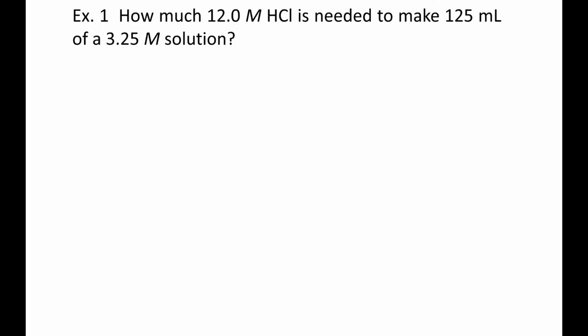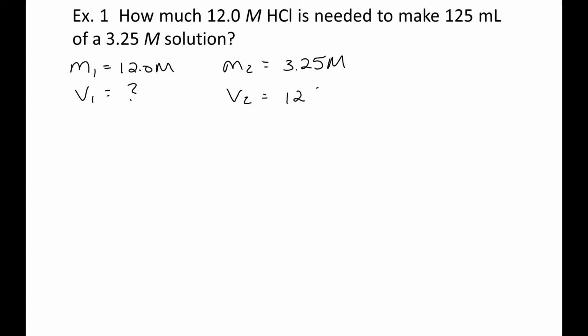Okay, how much 12.0 molar HCl is needed to make 125 mL of a 3.25 molar solution? Just like with the gas laws, guess what we're going to do? We're going to define our variables. So M1 is 12.0 molar, V1 we don't know, M2 is 3.25 molar, and V2 is 125.